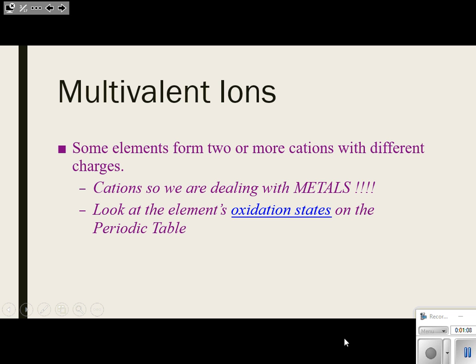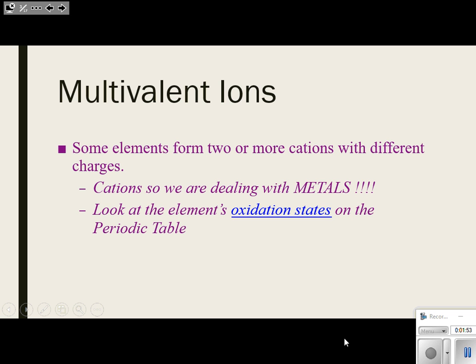A multivalent ion. Sometimes elements have two or more cations. And remember, when we're talking about cations, we are dealing with metals. Metals are the ones that want to get rid of electrons. When they get rid of the electrons, they form positive charges. We'll be doing a lab later on in the week which deals with two different ions of iron, iron 2 and iron 3.